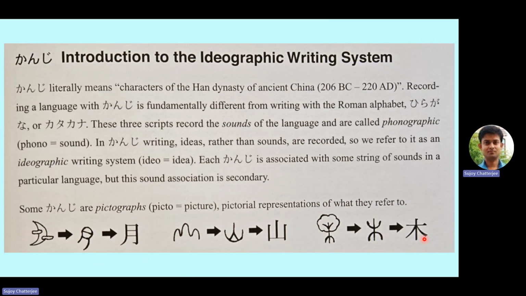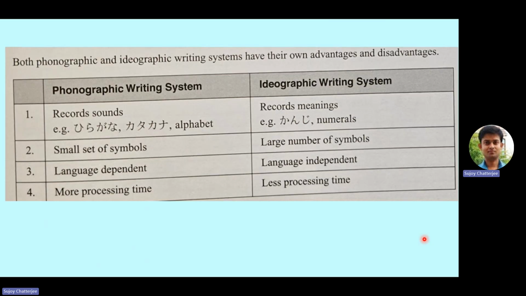So this is how the kanji writing system, the ideographic writing system, is different from the usual phonographic writing system that we are accustomed to. Both phonographic and ideographic writing systems have their own advantages and disadvantages. The phonographic writing system records sounds, for example, the hiragana and katakana alphabets, whereas the ideographic writing system records meanings, for example, the kanjis or the numerals.